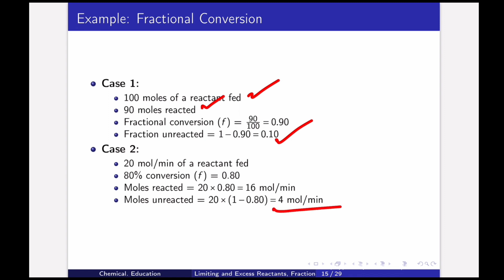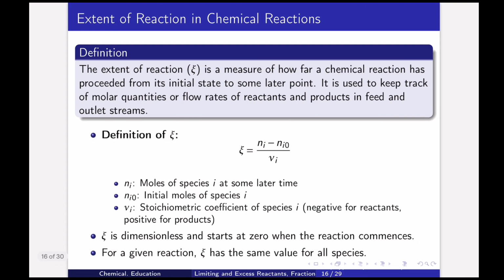So if fractional conversion is given, we can find out moles reacted and moles unreacted. Or if we know how much reactant is given and how much reacted, we can easily calculate the fractional conversion. Next, extent of reaction in a chemical reaction. That is very important. What is extent of reaction in a chemical reaction?